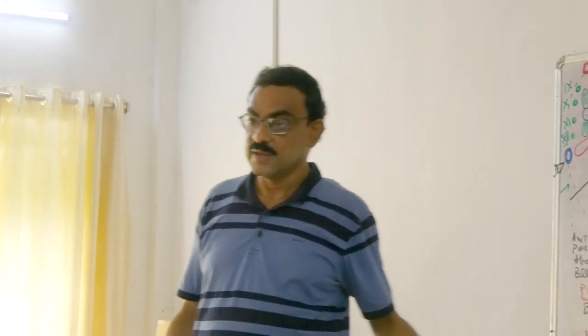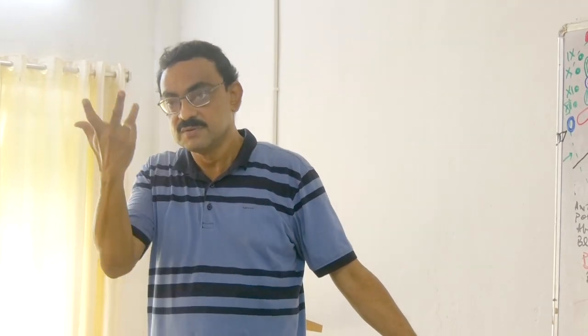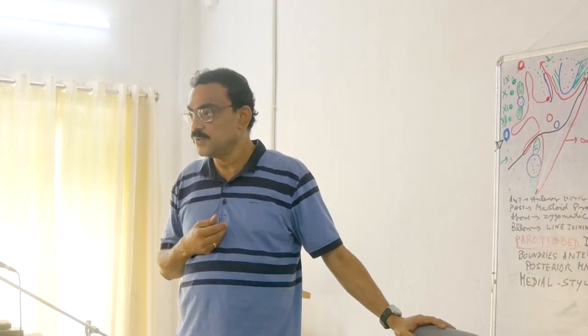Now about the nerve supply. Nerve supply is very important because salivation happens without our knowledge, as soon as we see food.